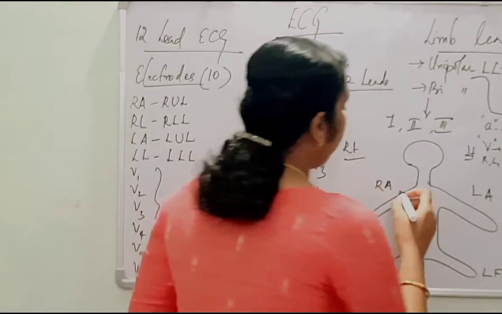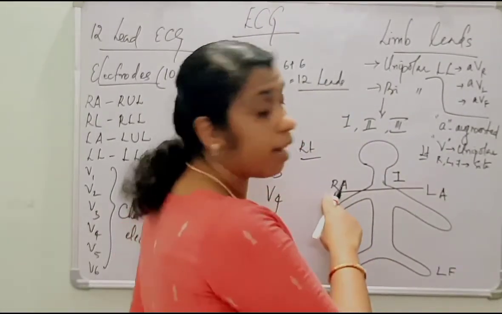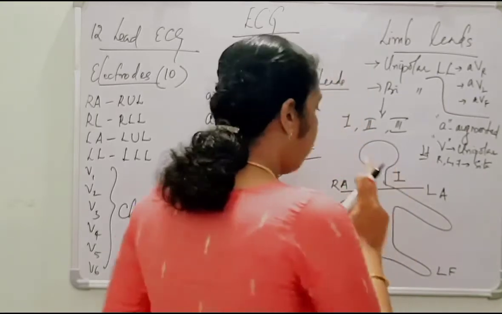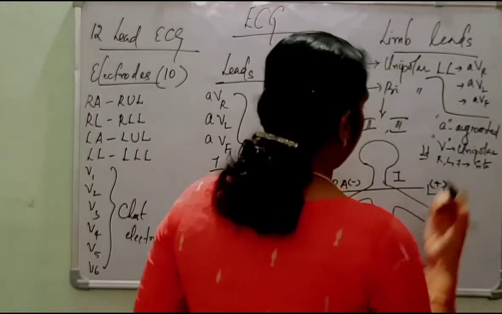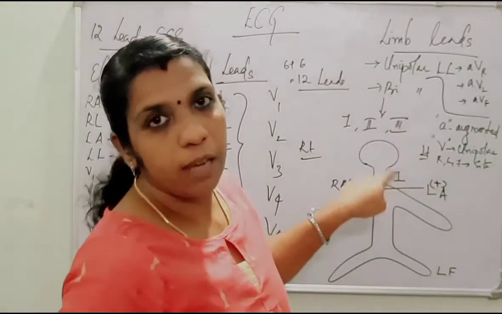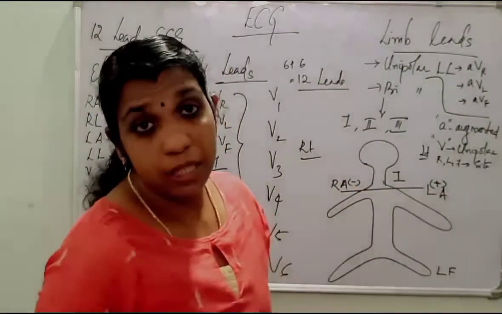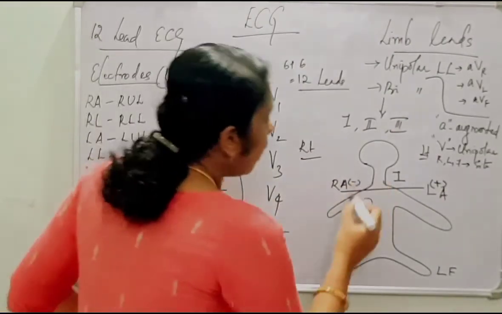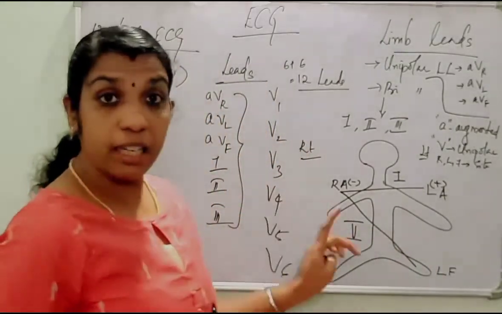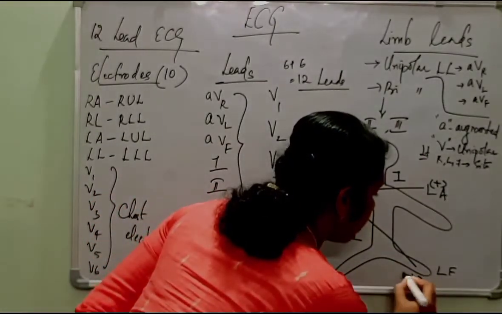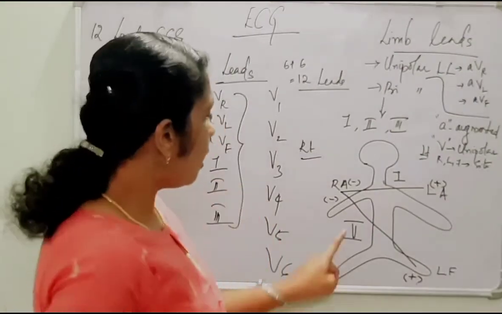Here lead 1 will be connecting like this, that is between right arm and left arm. Here the negative pole is the right arm and the positive pole is the left arm. Bipolar limb lead 1 connects right arm and left arm. Right arm is the negative pole and left arm is the positive pole. Understand? Next, lead 2. Lead 2 connects right arm and left foot. Here, left foot is the positive. Left lower extremity is positive and right arm is negative. Understand? This is lead 2.